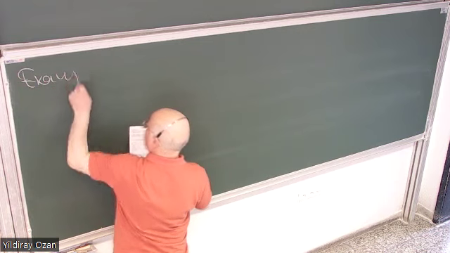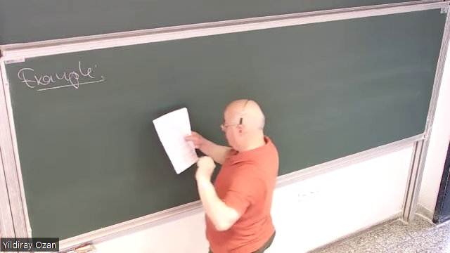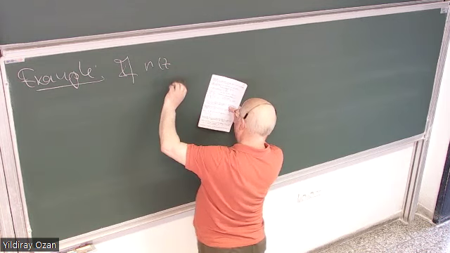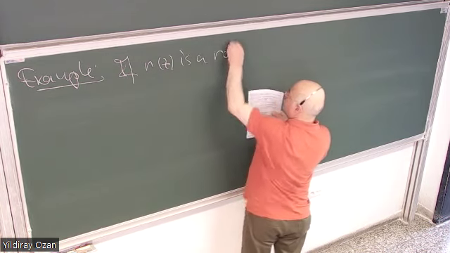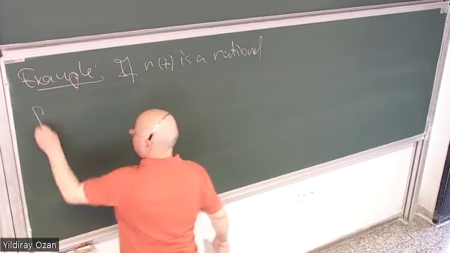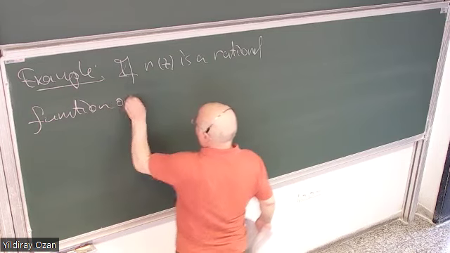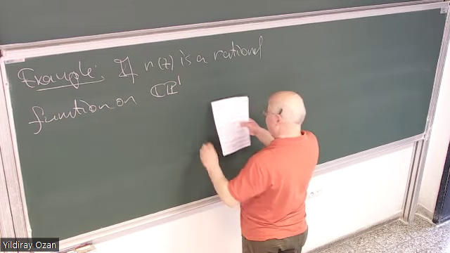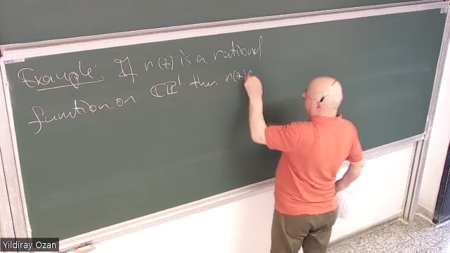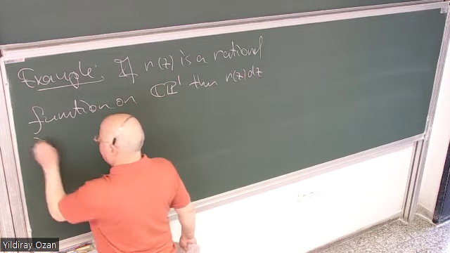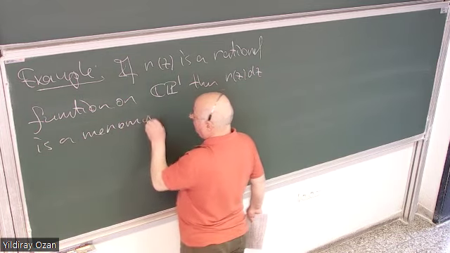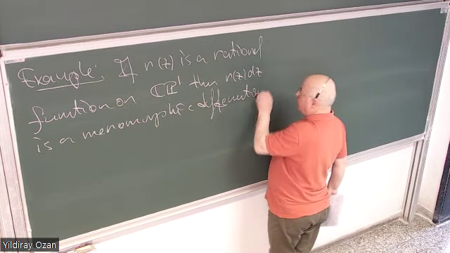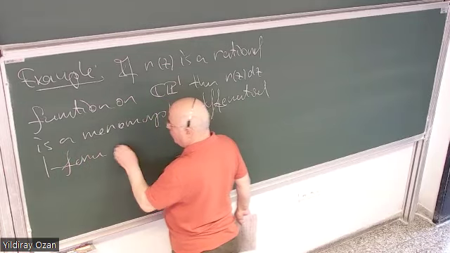As an example of a differential form, if R(Z) is a rational function on the Riemann sphere CP1, then R(Z) dz is a meromorphic differential one form on CP1.